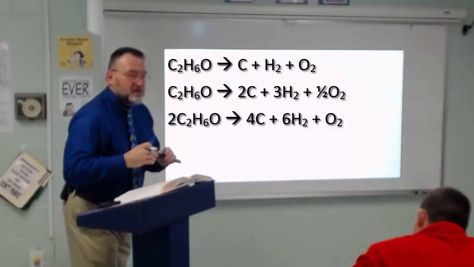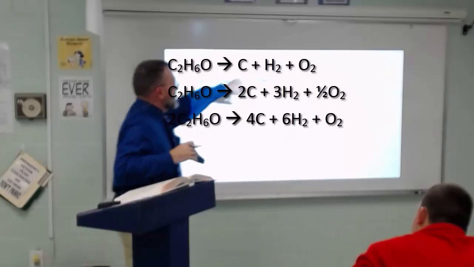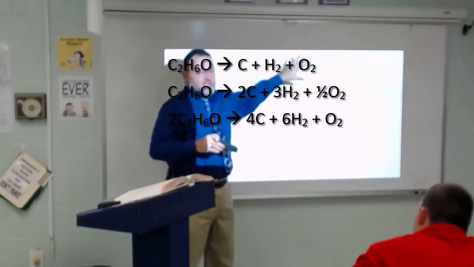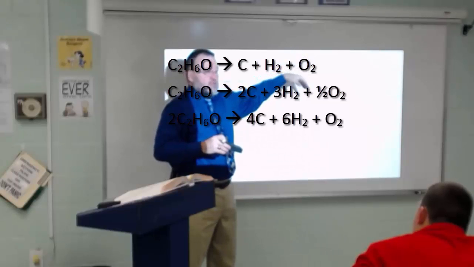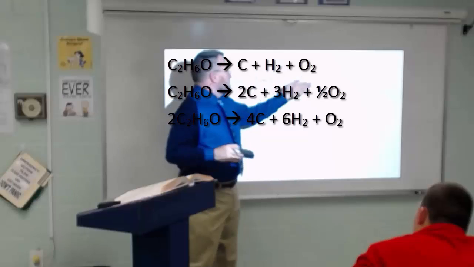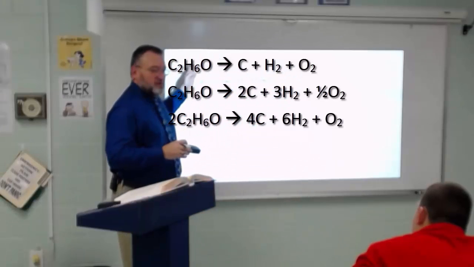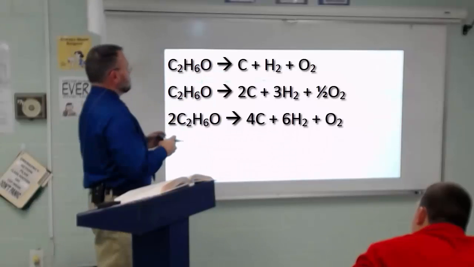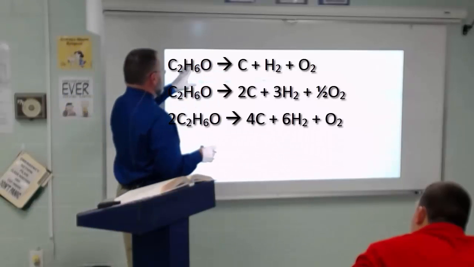What did I use? Because for my oxygen, I only had 1/2, and I can't leave a fractional coefficient. So to get rid of the fraction, if I multiply 1/2 by 2, I get 1. Since everything was a whole number, multiplying everything by 2 makes it true. Okay? So I multiplied everything by 2. Now we have a balanced equation.